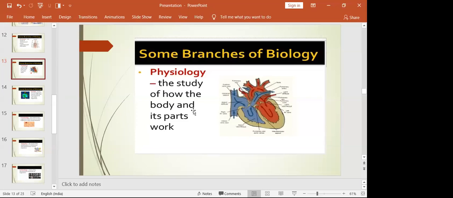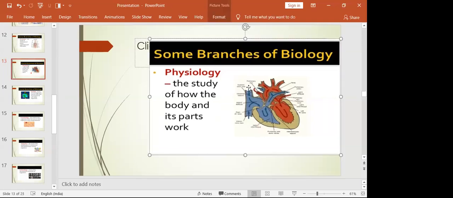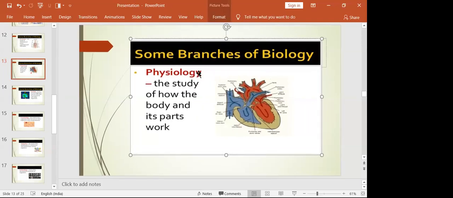Next, another branch of biology, that is physiology: the study of how the body and its parts work. Beside it, one picture is there. It is the heart structure, a pumping unit of the human body. Based on this study, we can observe how the heart works. So based on physiology, we can study how a particular organ works in the human body.